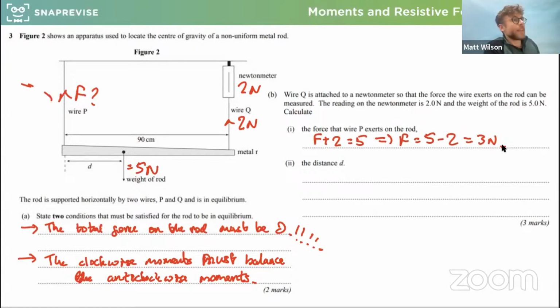Good. So there may be no prizes for guessing what piece of information the next question is going to ask us to do. They asked us to state two conditions. We just used one of them for part I. Let's see what they want for part II. So for part II, they want us to find the distance D. Okay, they want us to find this distance here.